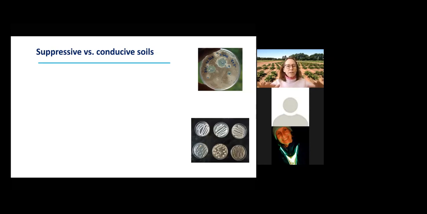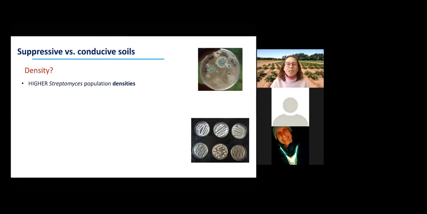So we compared Streptomyces communities in the suppressive and adjacent conducive soil, and we said, okay, what might make that suppressive soil suppressive? Maybe it just has more Streptomyces. And we did find suppressive soils have significantly higher Streptomyces densities. There are more of them in soil in the suppressive than in the conducive soil. So more Streptomyces, that's one important correlate of disease suppression.